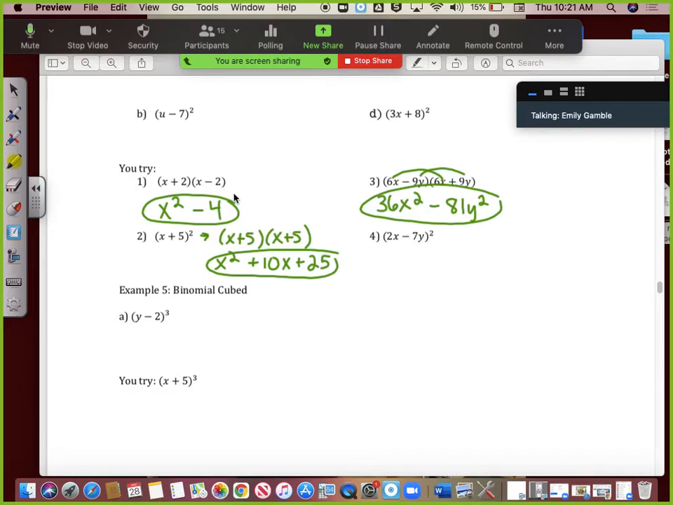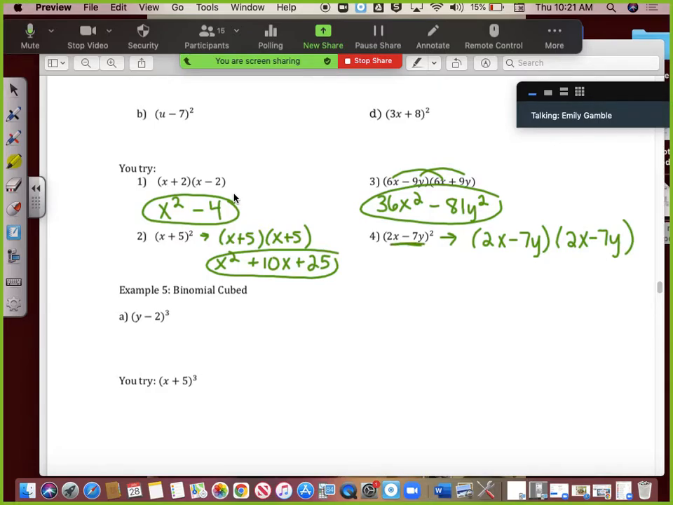And then the last one, even when I see this, I have to write it out and do it. I can't just figure out what this is in my head. Some of you might be able to, but not me. 2x minus 7y squared is the same thing as 2x minus 7y times 2x minus 7y. I have to always FOIL these types of problems out. I cannot use any of the power rules from 5.1 because this is subtraction or addition, it's not multiplication.